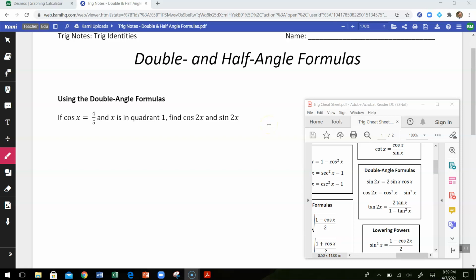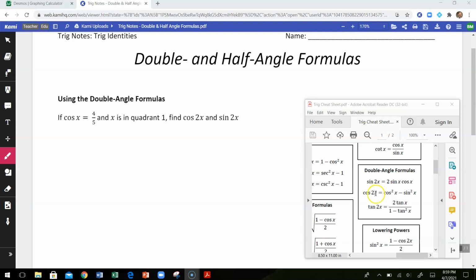Alright, in this video we are going to go over the double and half angle formulas. So our first example is using the double angle formulas. It says if the cosine of x is 4/5 and x is in quadrant 1, find the cosine 2x and sine 2x. So those are double angles, right? It's doubling the angle inside the trig function. And you find those over here on the right side of your trig sheet.